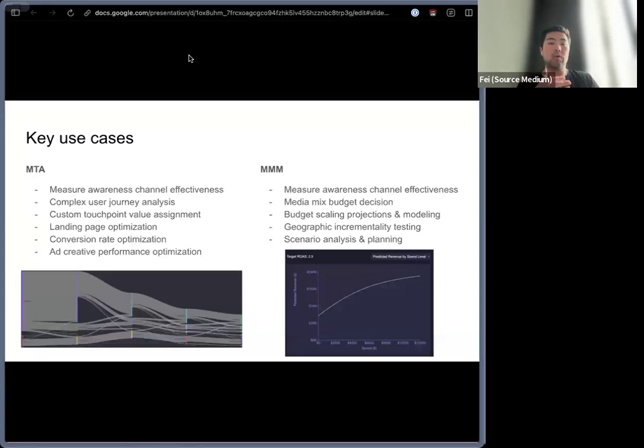But also, you can now have these custom touch point value assignments, right? So if you think about the landing page optimization use case, if I have 2 or 3 landing pages in the middle of the purchasing journey that were actually instrumental for me to make that decision, those landing pages deserve credit. And of course, that scales out to all kinds of things like UTM params and channels and things like that as well.